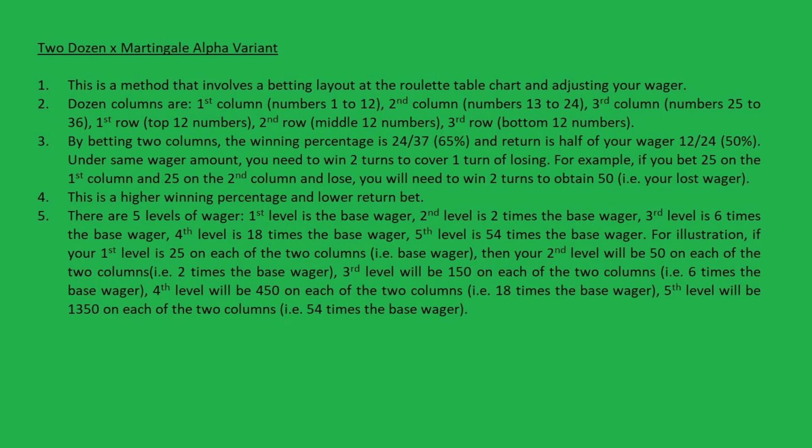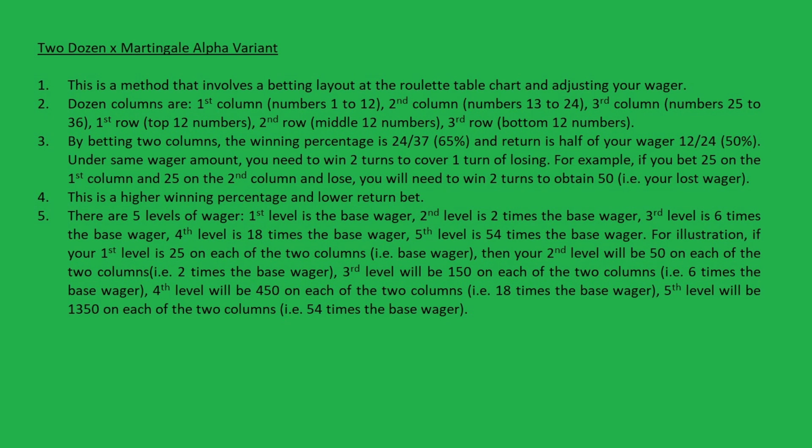5. There are 5 levels of wager. First level is the base wager, second level is 2 times the base wager, third level is 6 times the base wager, fourth level is 18 times the base wager, fifth level is 54 times the base wager.